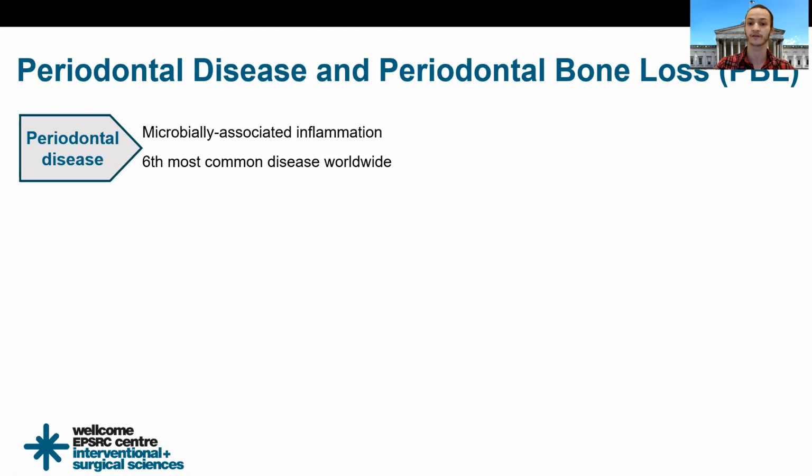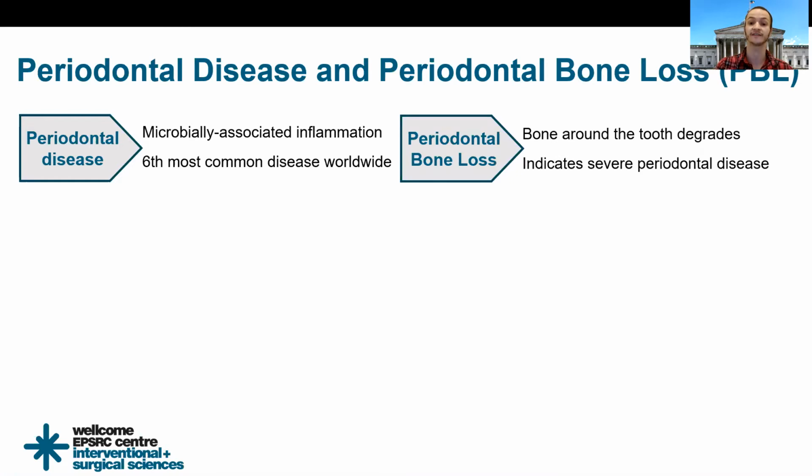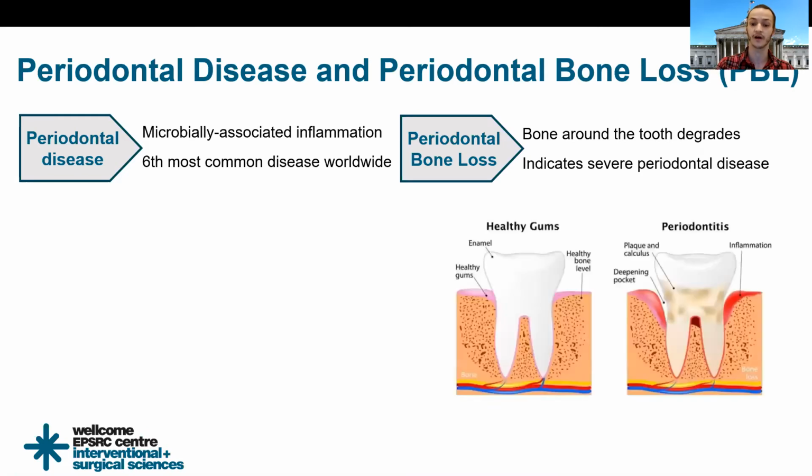loss. Periodontal disease is a microbially associated inflammation, and it's currently the sixth most common disease worldwide, and periodontal bone loss indicates severe periodontal disease and is defined as the degradation of the bone surrounding the tooth. You can see this on the right-hand image here. You can see the bone loss as well as the inflammation too.